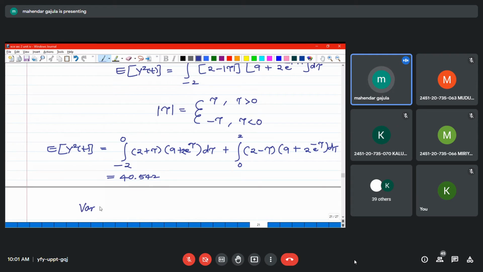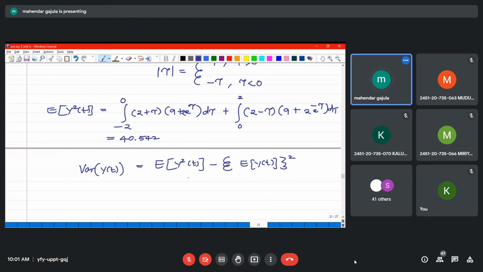Now the variance of yt. It is the mean square value, expectation of y square t, minus the square of the mean. So the mean square value is 40.542 minus, as we already got the mean 6, 6 square. So 40.542 minus 36 is 4.542. So that is the variance.